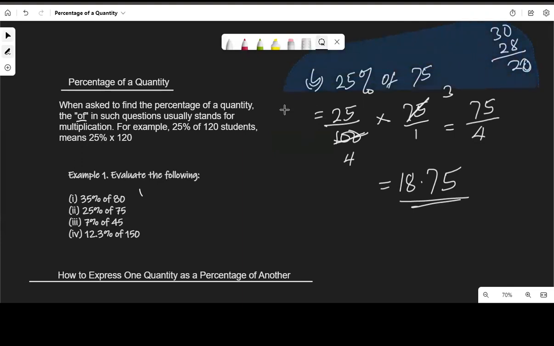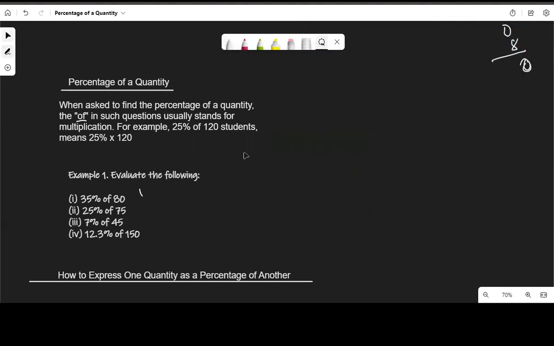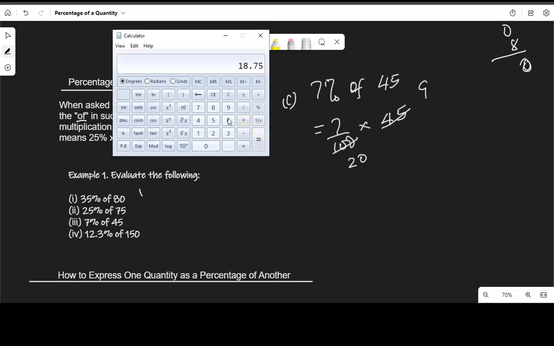Now we go on to question C. And question C is 7% of 45. 7 percent of 45. That will be 7 over 100 times 45. 5 here, 9. 5 here, 20. 7 times 9 is 63.